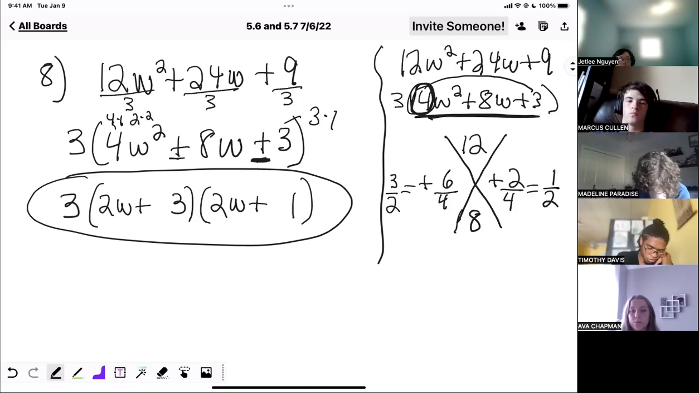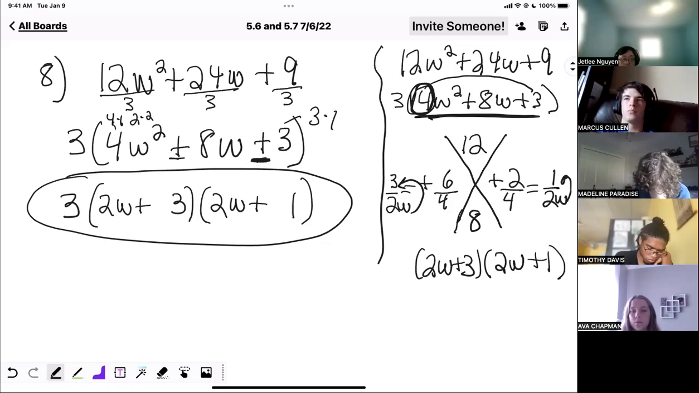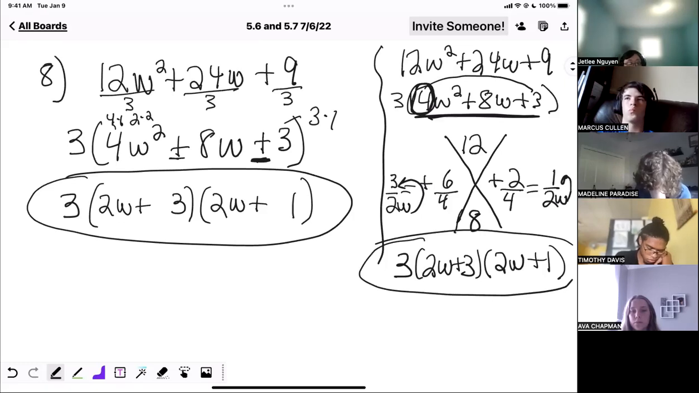And then what you do, I mean, it's probably different from what you guys do, but I have my students put the W in the denominator. And what you do is you go backwards. One of my factors is 2W plus 3. I'm going backwards. And my other factor is 2W plus 1. And then I take my 3, but I can't forget, and I put it in front.